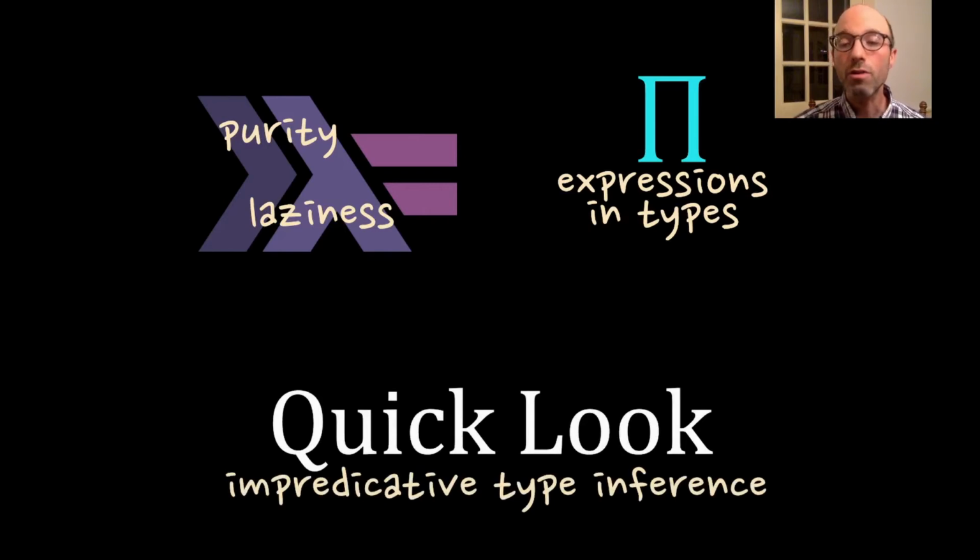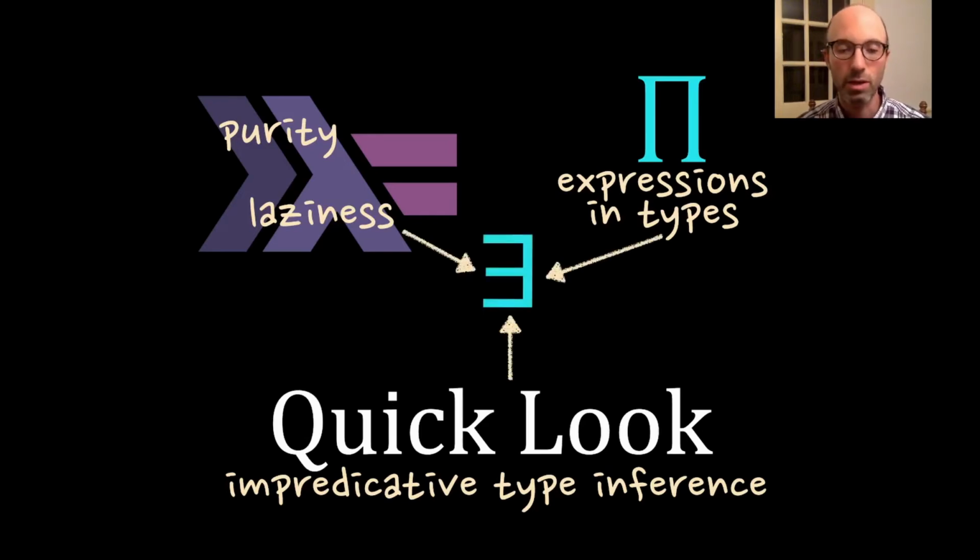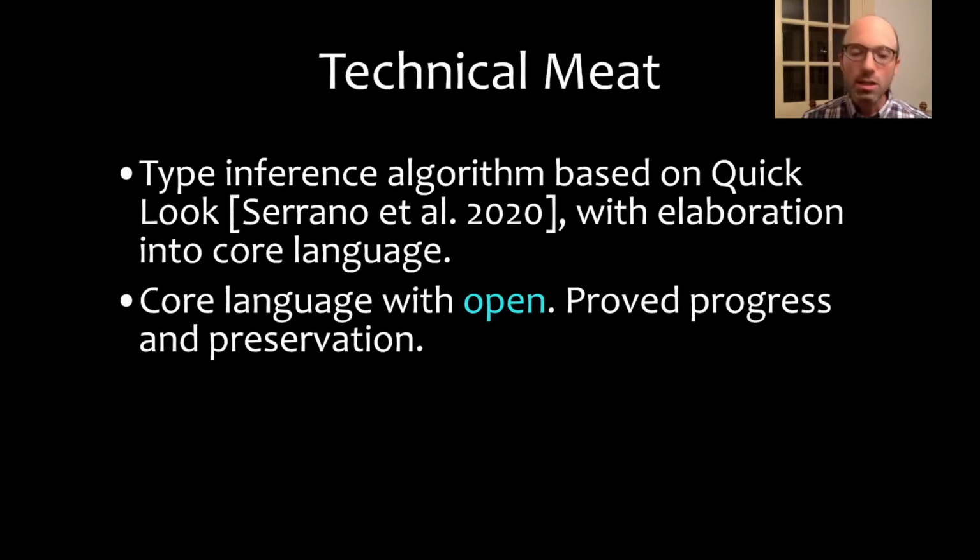The other ingredient right now is that to make a type inference algorithm that works well, it's really nice to base it on the quick look algorithm that came from last year's ICFP. That gives us a structure by which we can easily understand how we can do inference for existentials. So all of these ingredients combine quite nicely. I've talked a lot about the motivation and some user-facing features. What's the technical meat? In the paper, there's a type inference algorithm based heavily on quick look that elaborates into a core language built with open that is type safe.